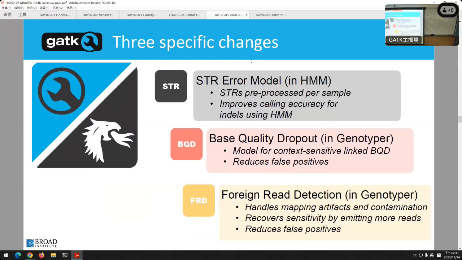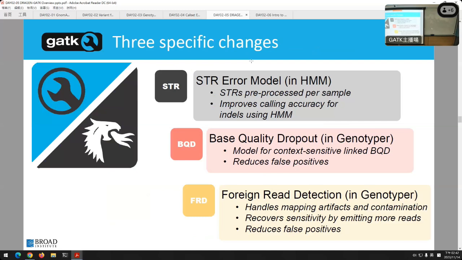I'll bring in that DRAGEN explicitly modeled a couple different error modes of the sequencer, because we know sequencers have errors, right? But it's one thing to say, broadly speaking, they have errors. It's another to say, can we actually model those errors in a meaningful way and account for them? And they did a good job modeling certain classes of those errors.